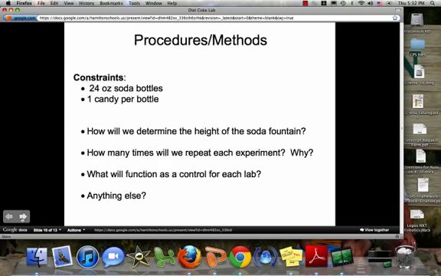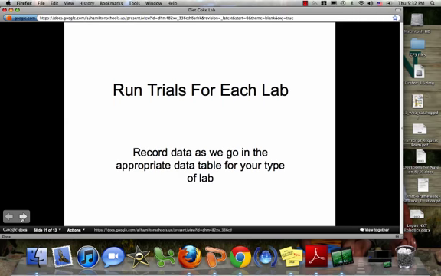Once the hypothesis is done, we also need to do procedures. You are writing all of the procedures. Okay, step-by-step instructions of how you would perform this lab. You would then watch the videos for this lab and record your data in the appropriate data table.